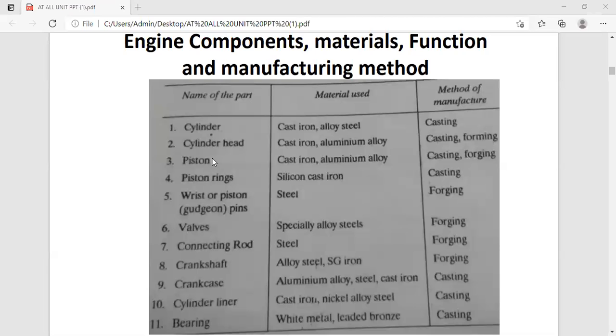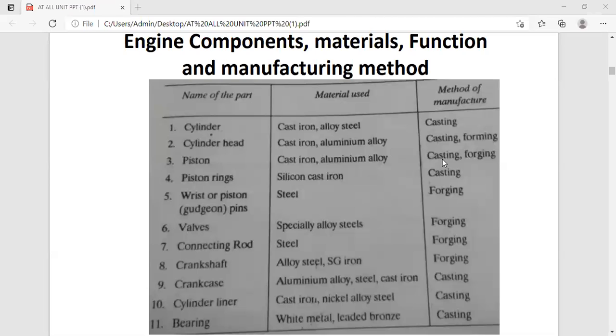Next is the piston and the piston rings. While discussing the piston, the function of the piston is to transmit the gas force to the connecting rod, hence the crank will rotate. It slides inside the cylinder. Usually pistons are made of cast steel or aluminum alloy, as it requires strength, and the process of manufacturing is casting and forging.